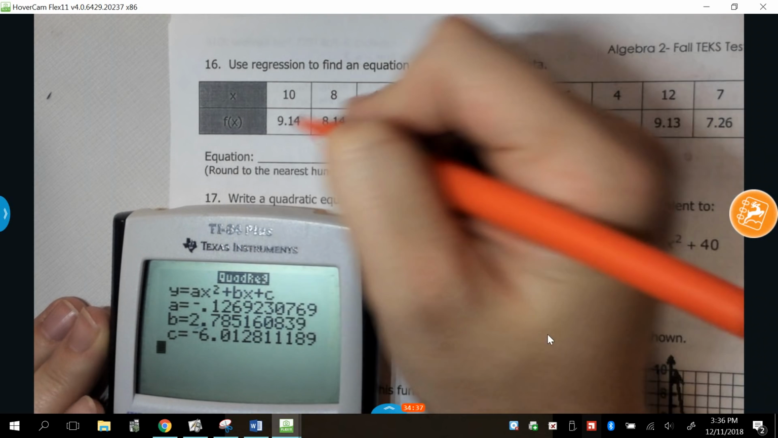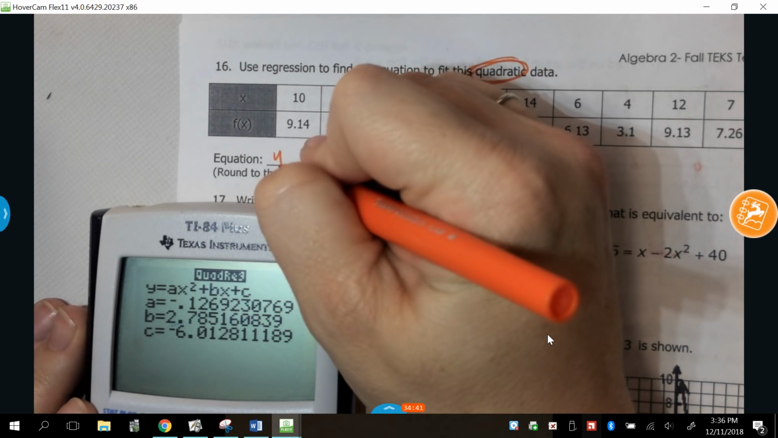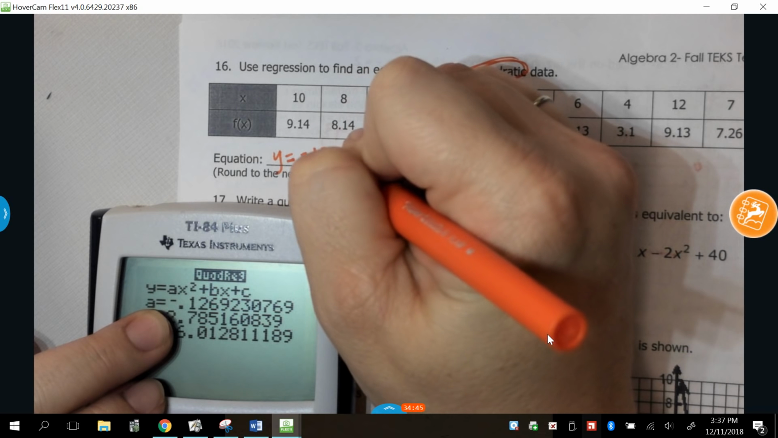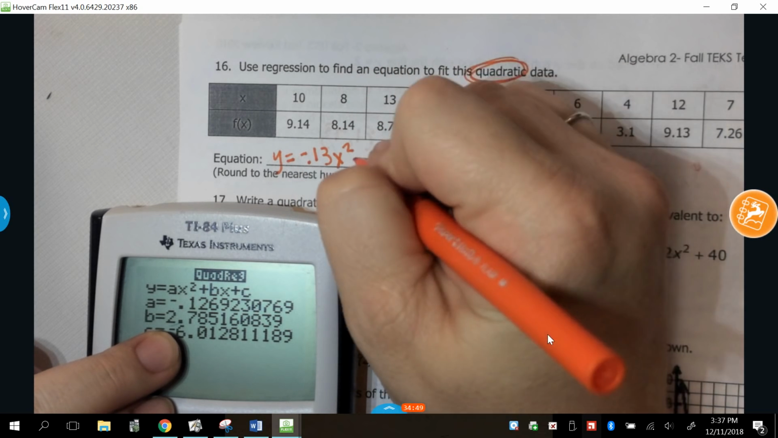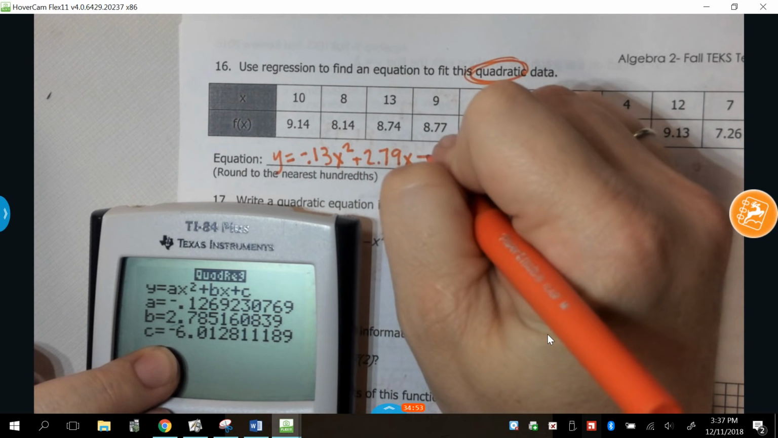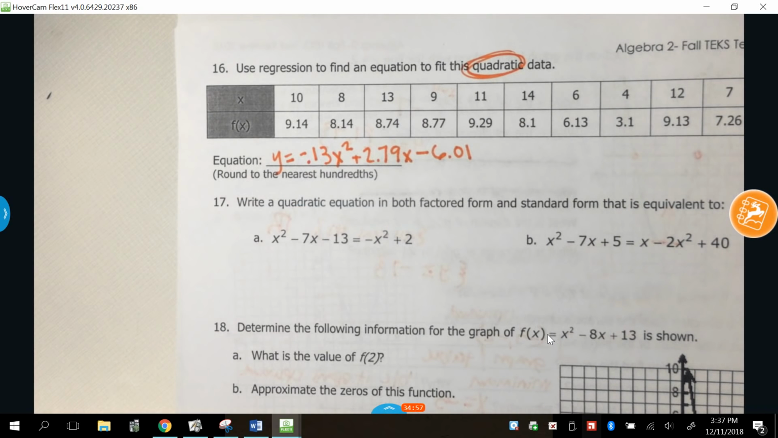So y equals negative 0.13x squared plus 2.79x minus 6.01. There you go.